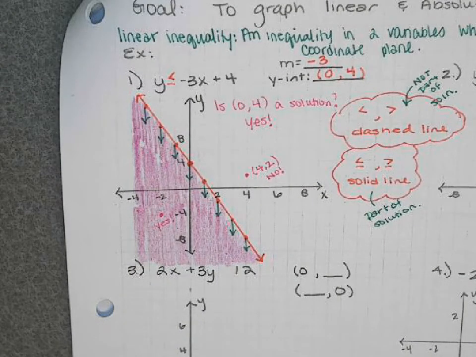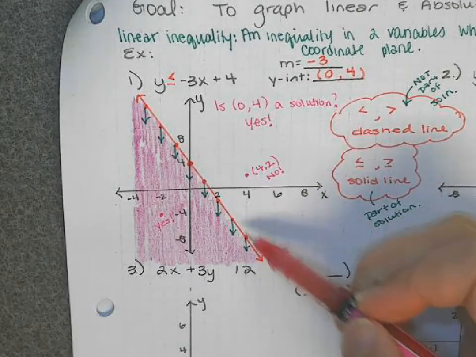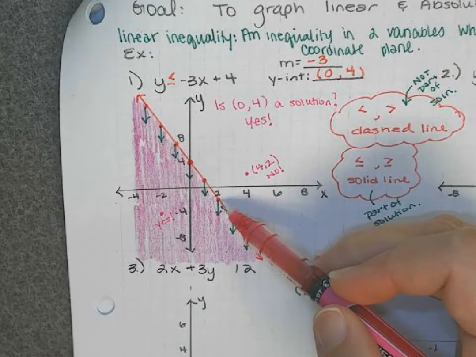If you just had a dashed line, you still have to shade the graph, but the line itself is not part of the solution. You'll see it in the next one. So if you have a solid line and (0, 4) falls on the solid line, then it's part of the solution. If it's a dashed line, then it would be no.